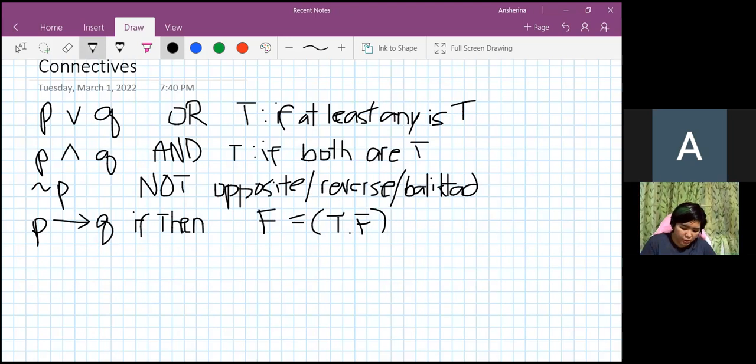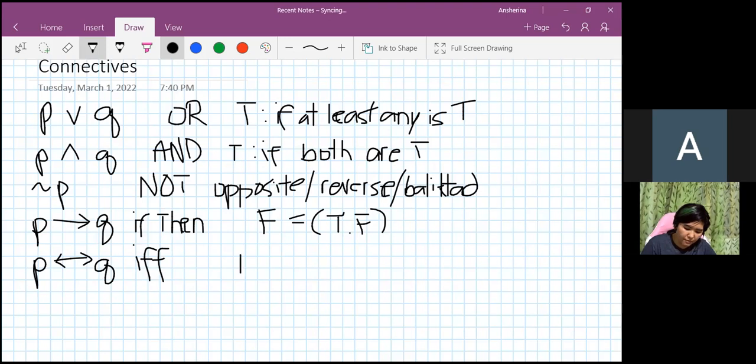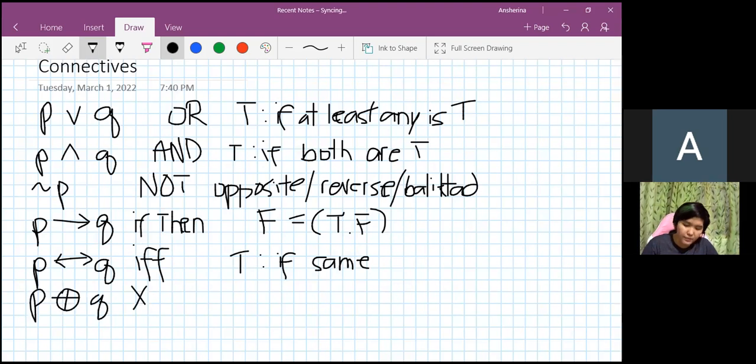Next is the biconditional, the two arrowheads, the if and only if with the double F. And it is true when they are the same. Okay. Next, we have the exclusive or, X or Q. Now, this is true when they are different.